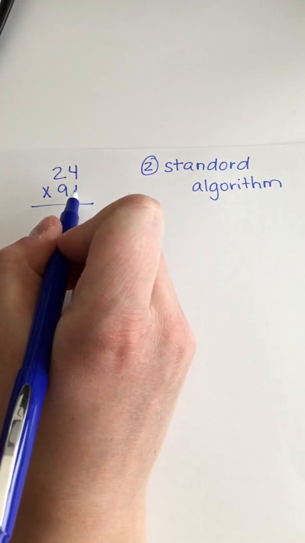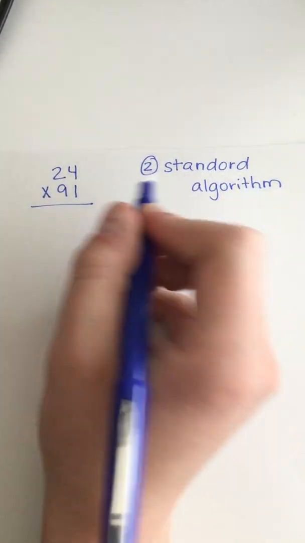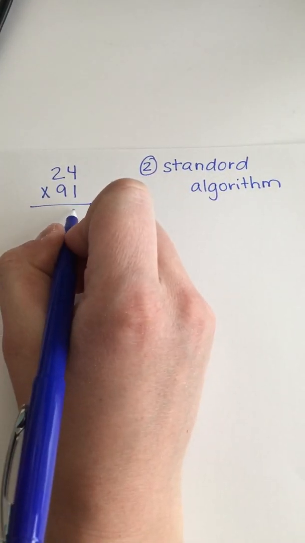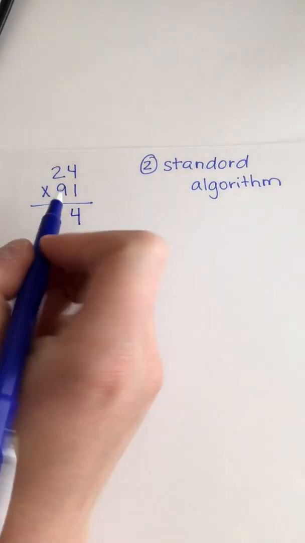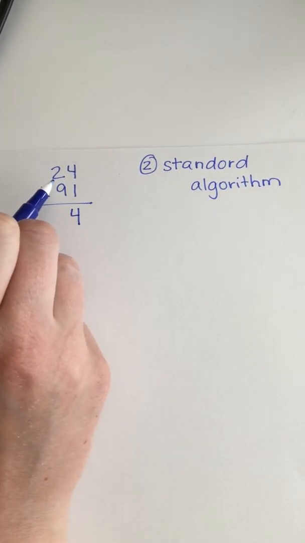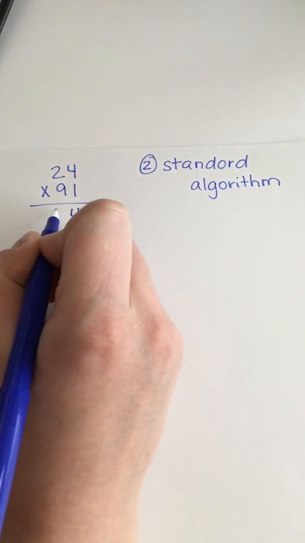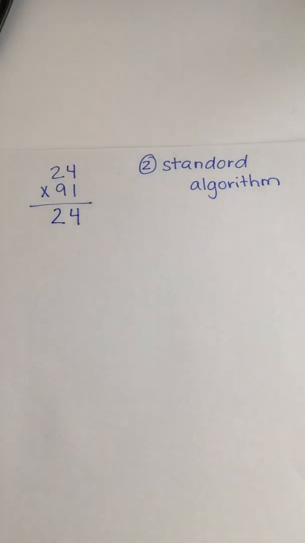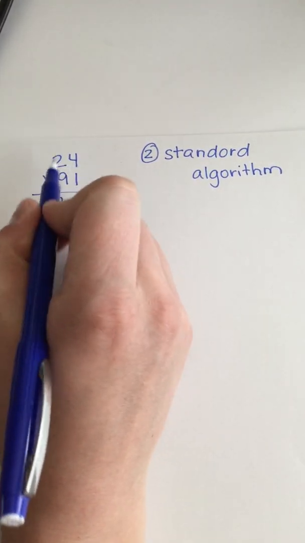I'm going to start down here at the 1. I'm going to multiply 1 times 4. And you know your multiplication facts, 1 times 4 is 4. We put that right here. The next step is to multiply 1 in the ones times 2 tens, because this 2 is in the 10 spot. So 1 times 2 is 2. So we've multiplied just up top 1 times 24.